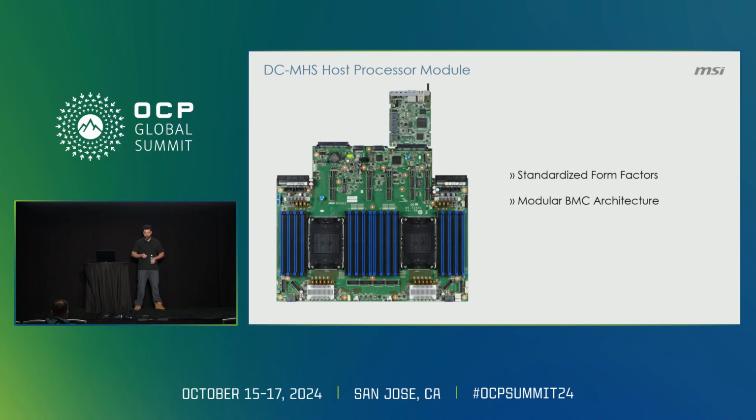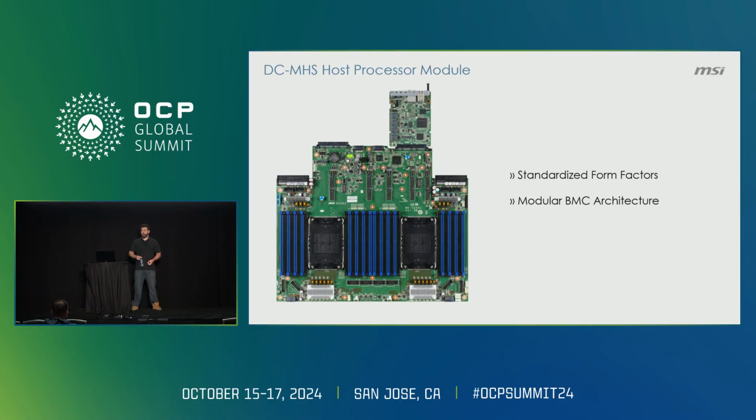So this is what I see as the future of server design, DCMHS architecture. It standardizes the shape. That's the first thing that makes it easy. Now we can design our chassis around form factors that we know are going to stick around for a few generations. The thing that really catches my attention is the modular BMC architecture.